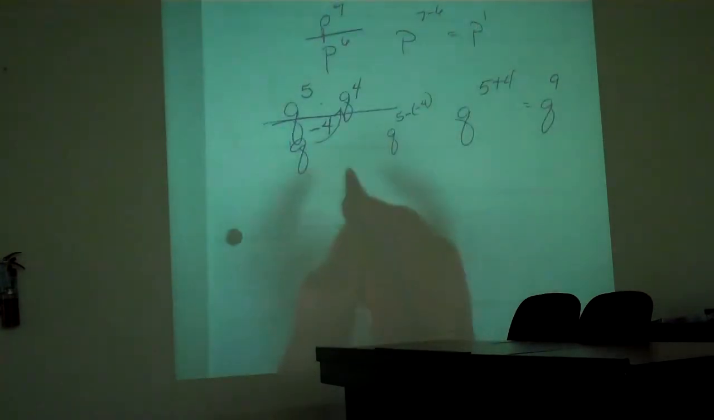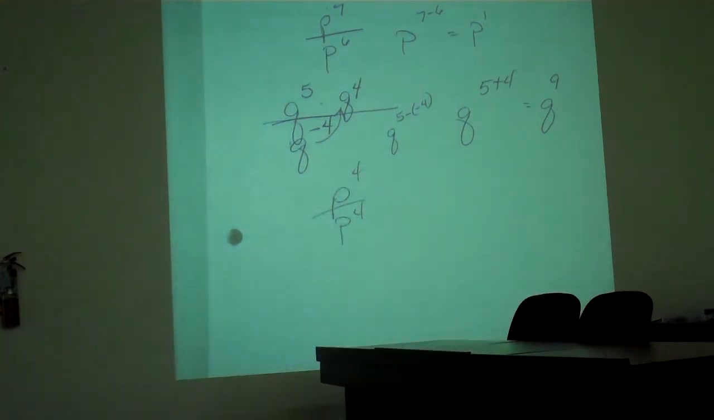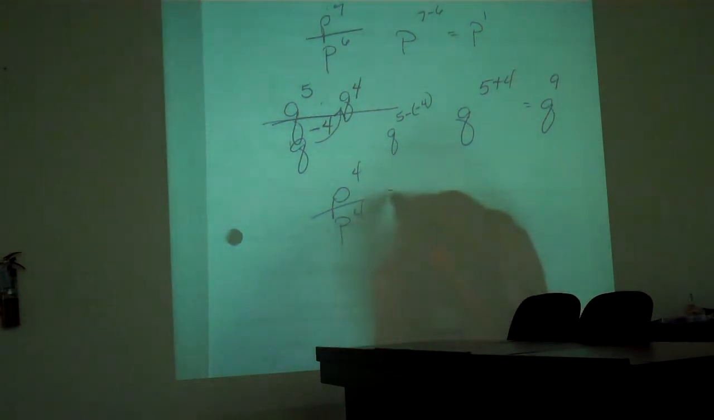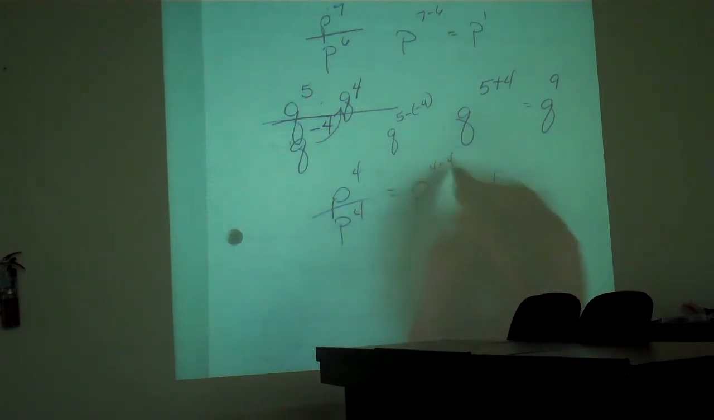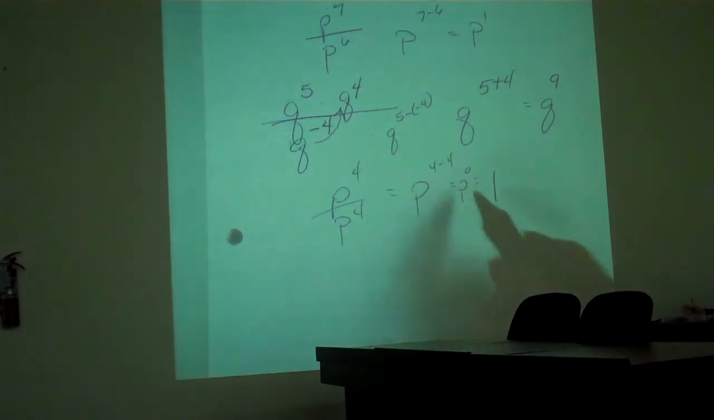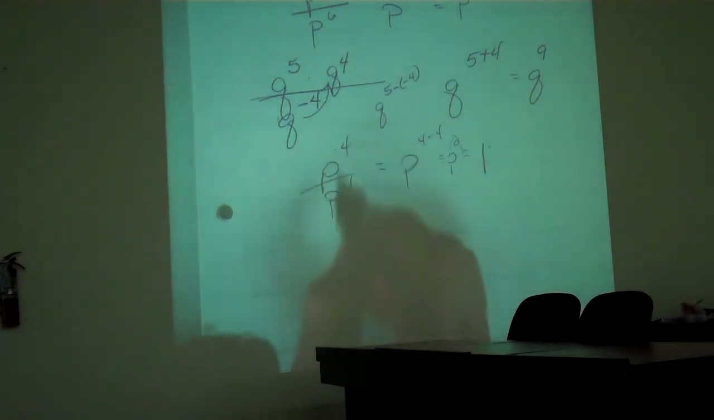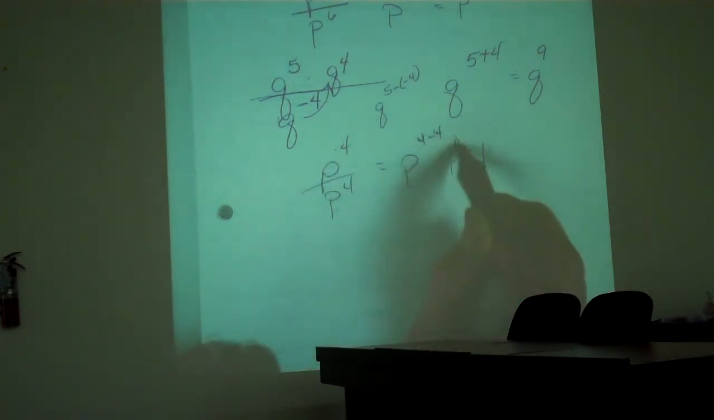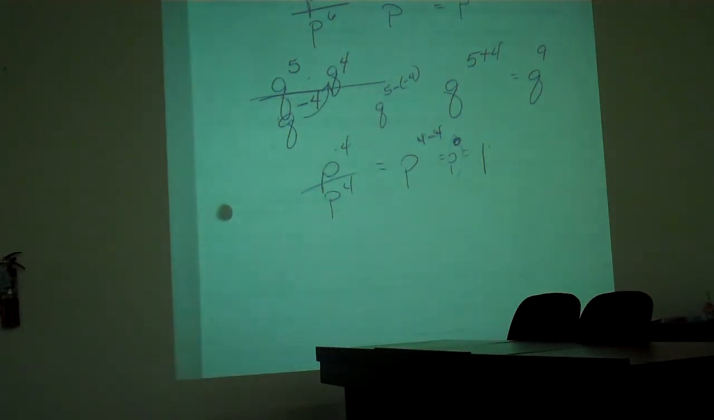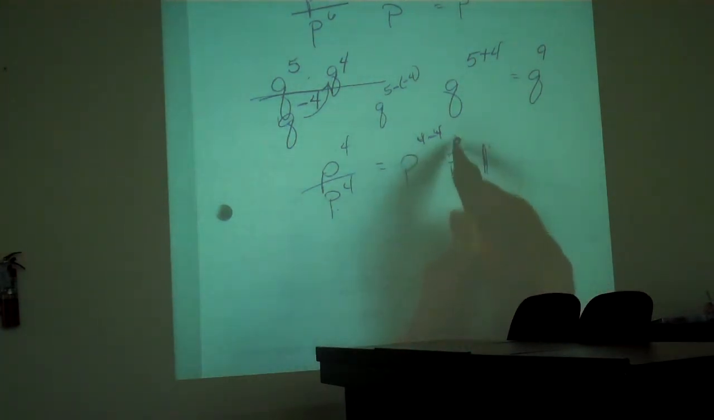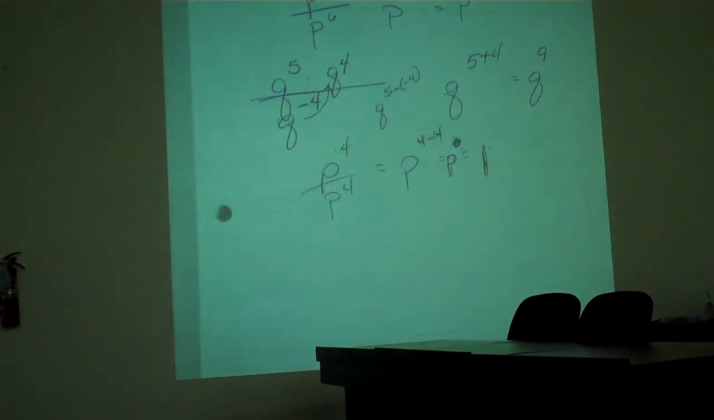Okay, what if we had p to the 4 over p to the 4? Huh? It would just be 1. It's p to the 4 minus 4, which is p to the 0. Anything to the 0 is 1. You see why? Because if it's the same on top and bottom, it's going to be 4 minus 4, which is a 0 in your exponent. That means you have the same thing on top as you have on bottom. So if it comes out to something with a 0 power, you know it's a 1.